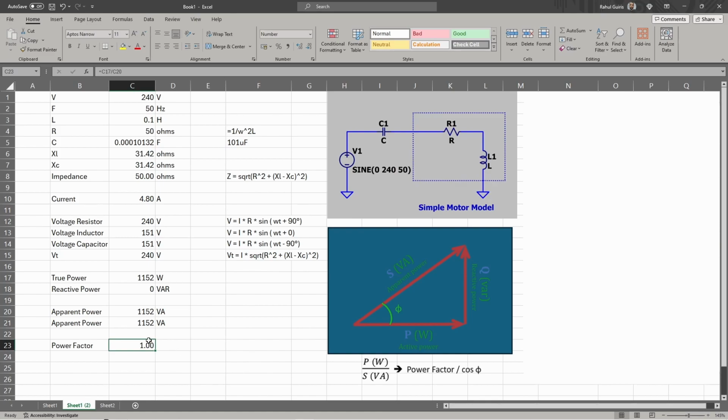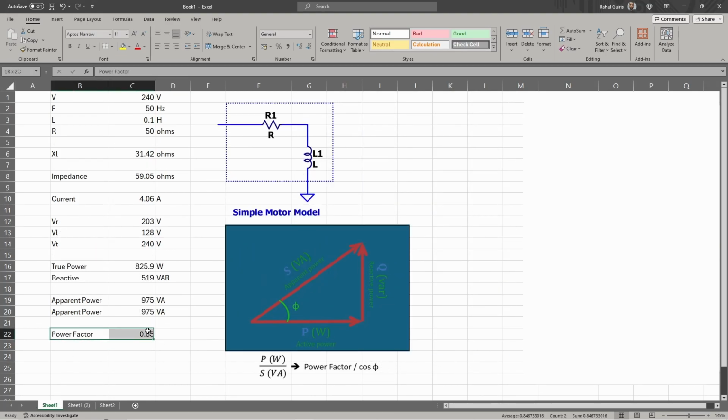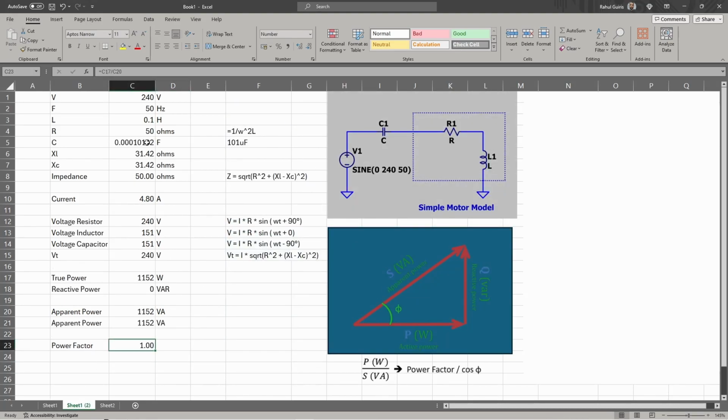So we've massively improved the efficiency of this circuit. Without the capacitor, we had a power factor of 0.85. And now, adding the capacitor into the circuit with a value of 1 over omega squared L, we get a new power factor of 1. So essentially what you are doing by introducing capacitors in a series or parallel RL circuit is increasing the power factor to get better efficiency.